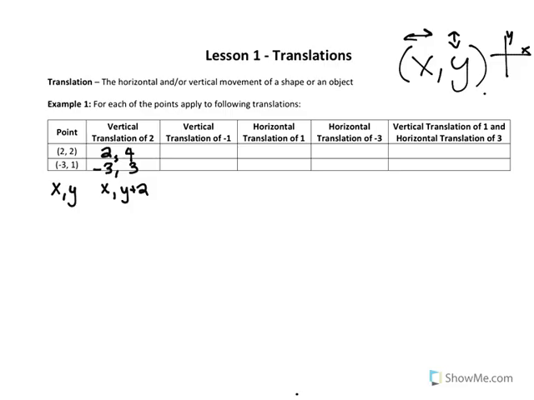Okay, a vertical translation of -1. So it's going down 1, so the x value doesn't change, and it goes from 2 down to 1. We're going back to that original point. It's at -3 and 0. And if we go back to x and y, it'd be at x and y minus 1.